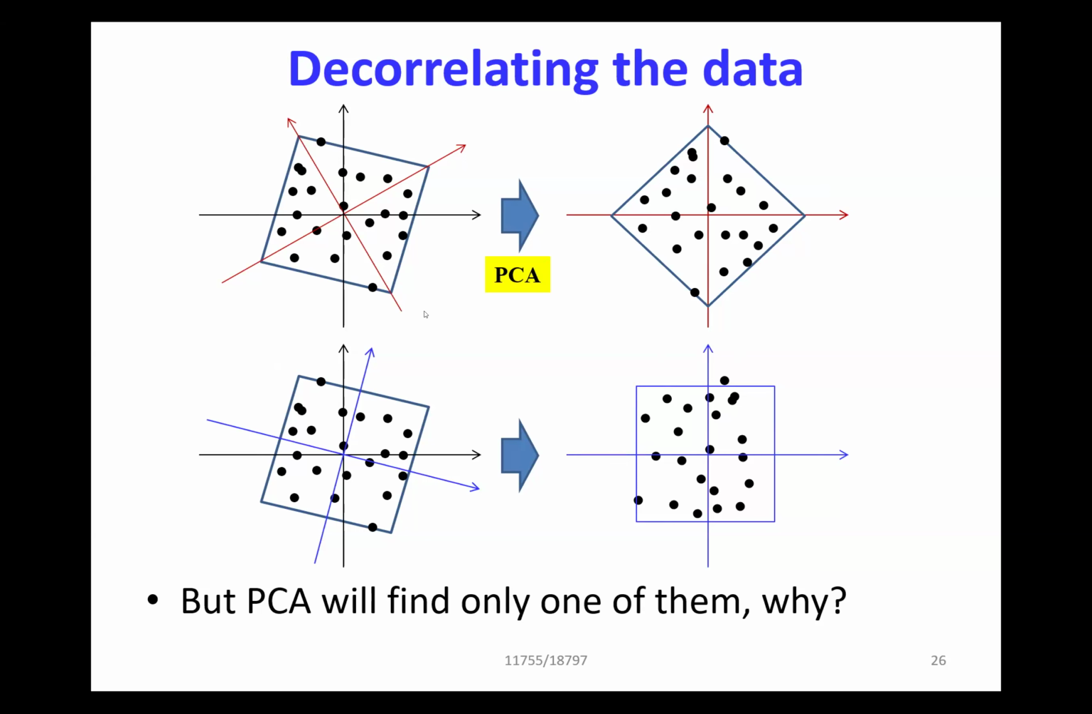Can anyone tell me? PCA finds the axes that best minimize the amount of lost information, and they'll always be the same. Exactly. So PCA is always going to try to find the directions that minimize the lost information. And those are going to be the principal axes of the scatter of your data. PCA is not going to find other decorrelating axes.